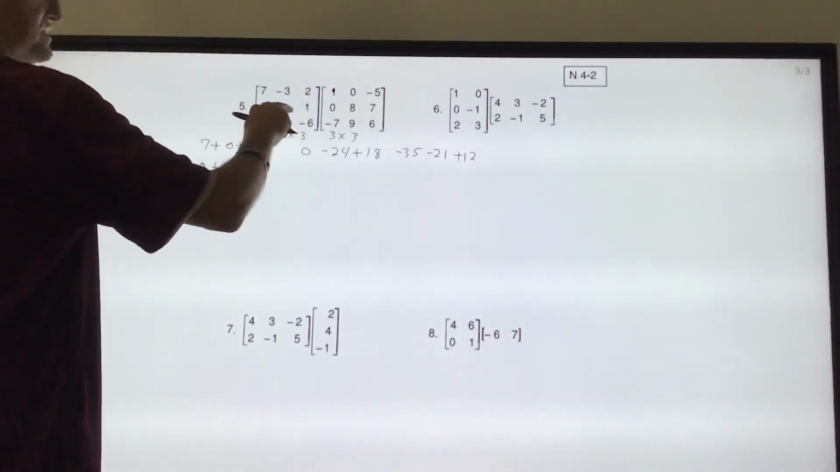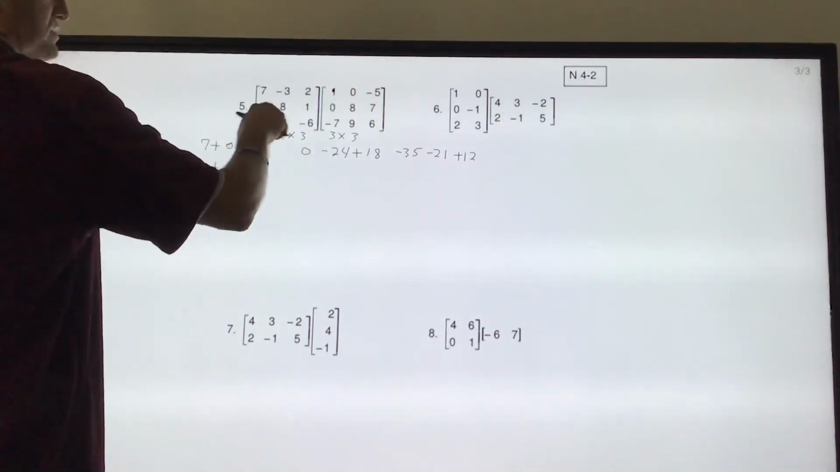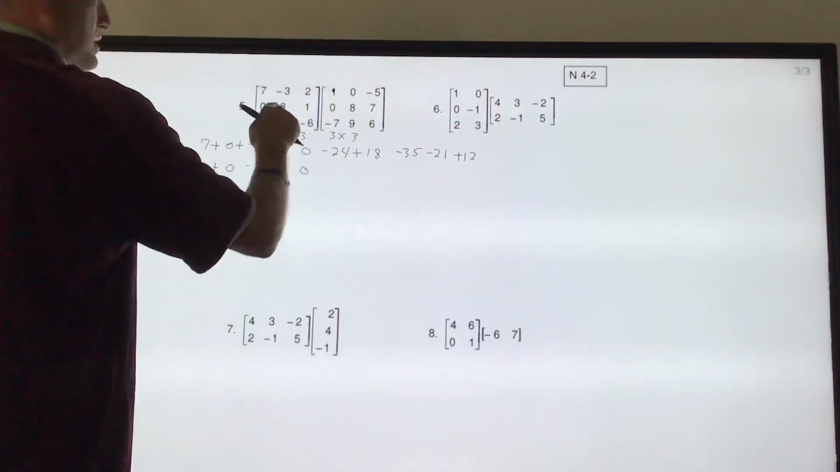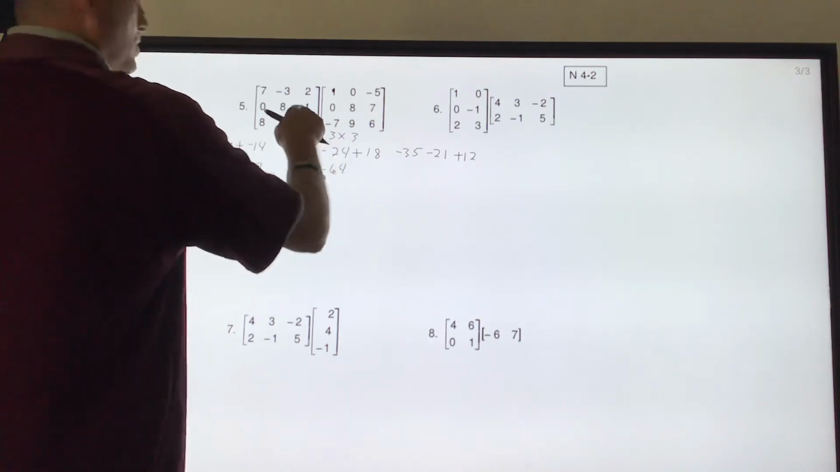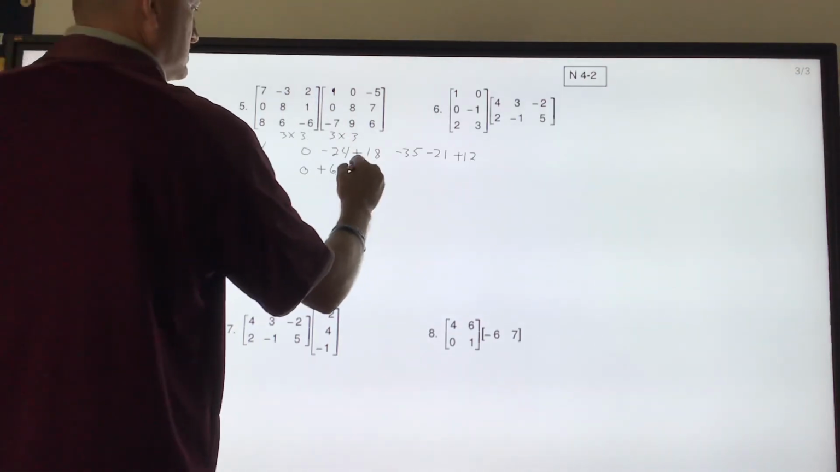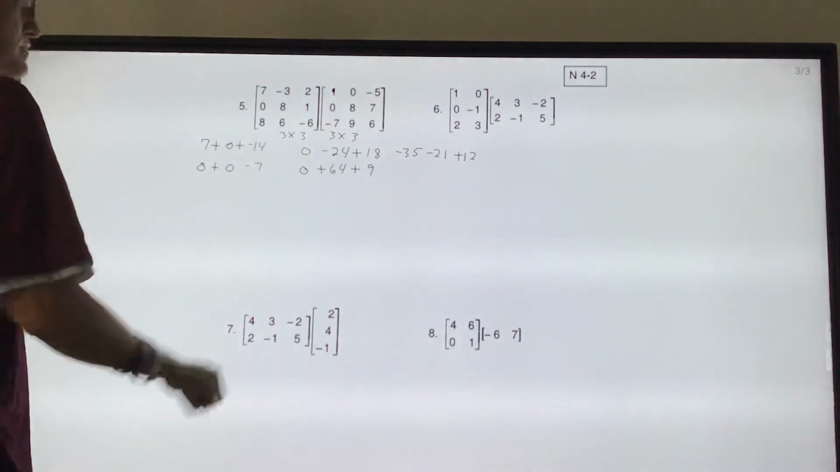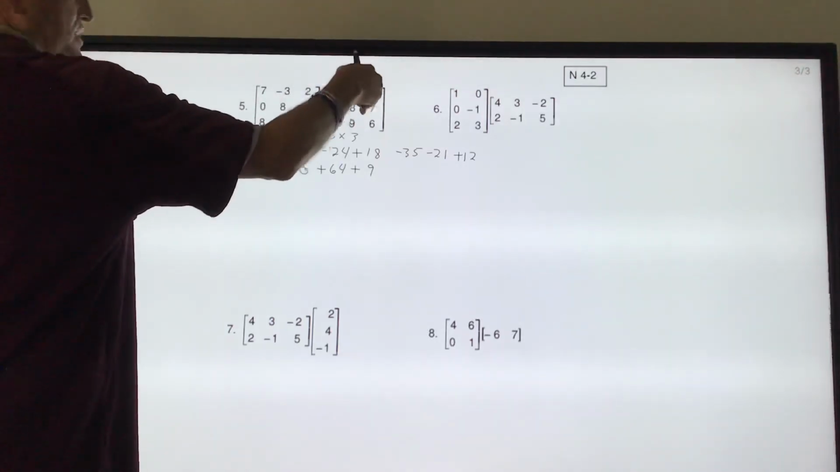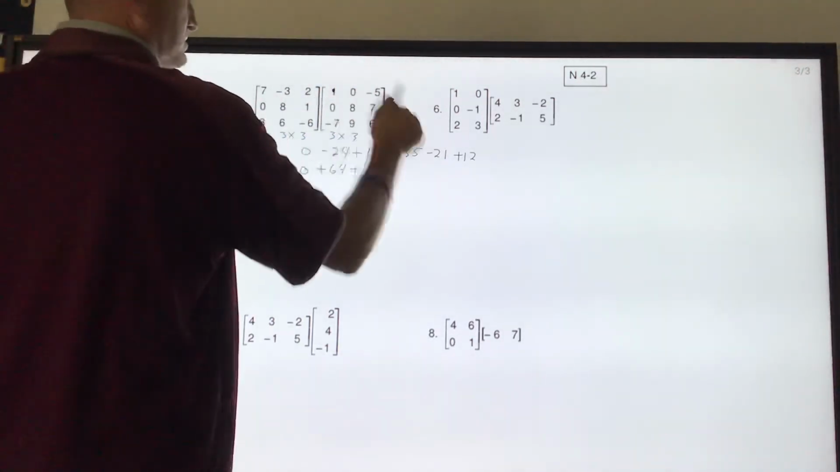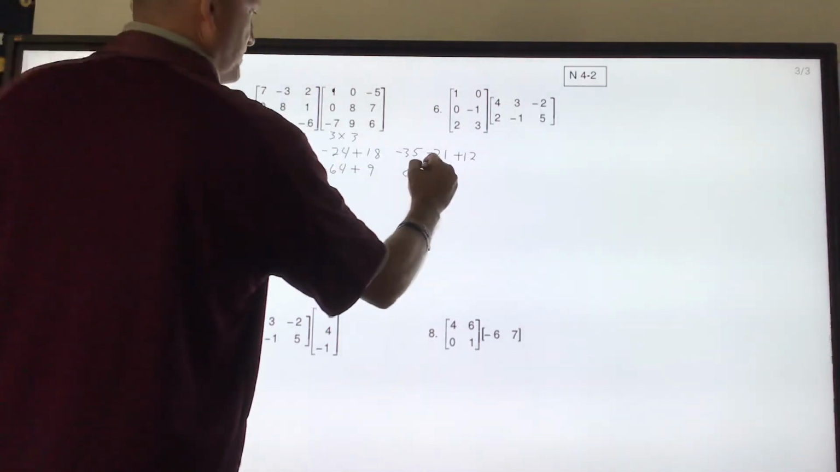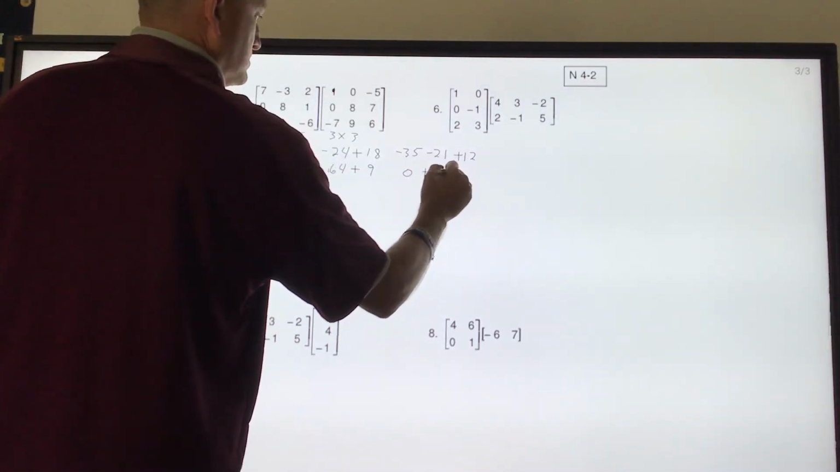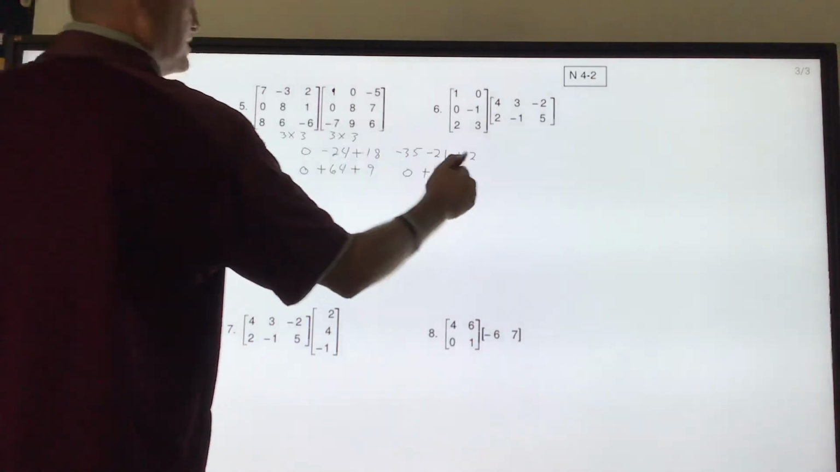Now I'm going to match these guys up with the middle row. 0 times 0 is 0. 8 times 8 is 64. 1 times 9 is 9. Now I'm going to take the middle row, match it up with the final row. 0 times negative 5 is 0. 8 times 7 is 56. 1 times 6 is 6.